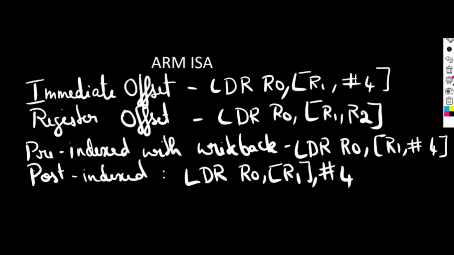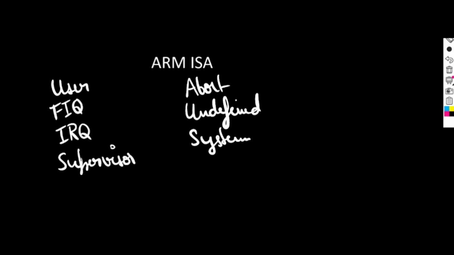When it comes to addressing modes, ARM supports various addressing modes for memory access, such as immediate offset, register offset, pre-indexed with write back, and post-indexed. Modes of operation: ARM supports user mode, FIQ, which is fast interrupt mode, then regular interrupt mode, which is IRQ, supervisor mode, which is OS kernel mode, abort mode, which is for memory fault cases, and then we have undefined, which is for undefined instructions, and system mode, which is privileged user mode.